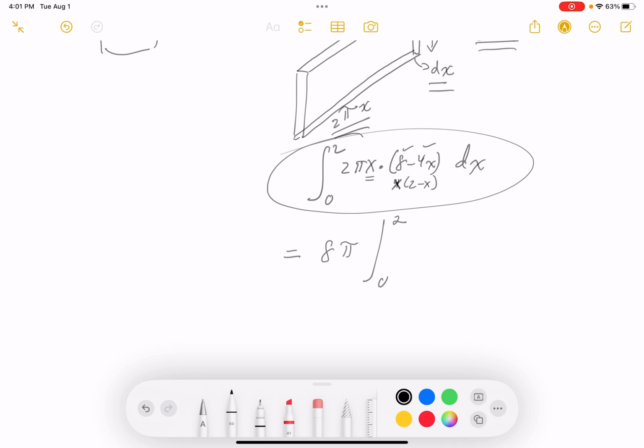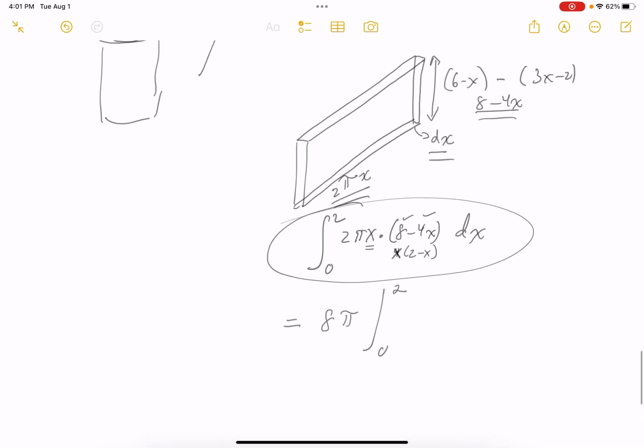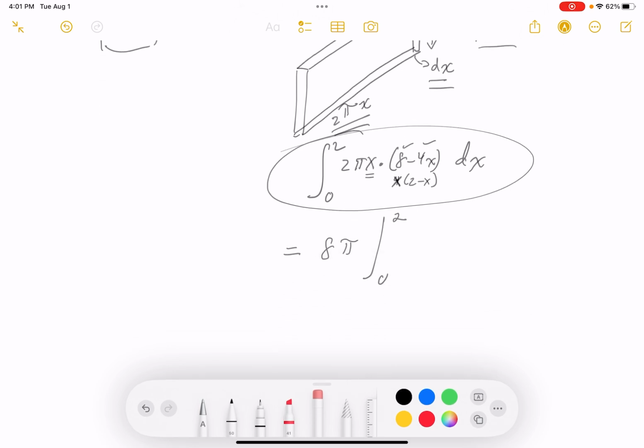Let me go over that again. I spoke and then I daydreamed. Okay, let me point out what I did. I pulled the 2 out, I pulled the pi out, and I pulled the 4 out from this over here. By the way, 2 pi times 4 is 8 pi. If I pull the 4 out, I'm left with 2 minus x. But you have an x there. What would that give you? 2x minus x squared dx.